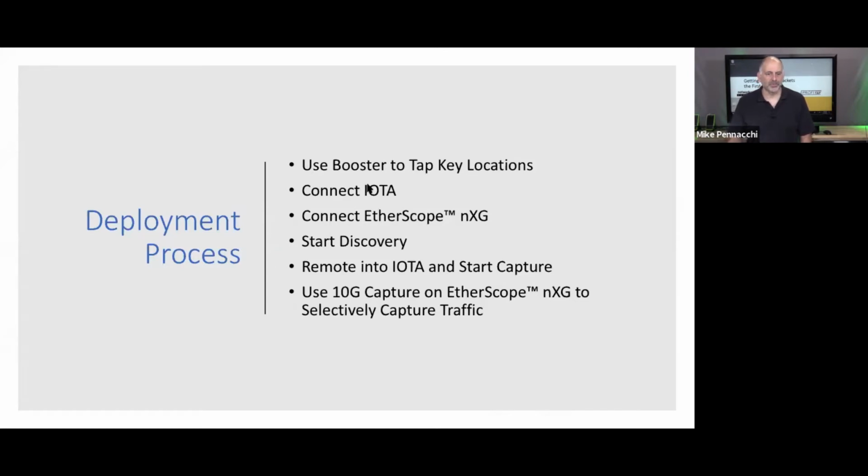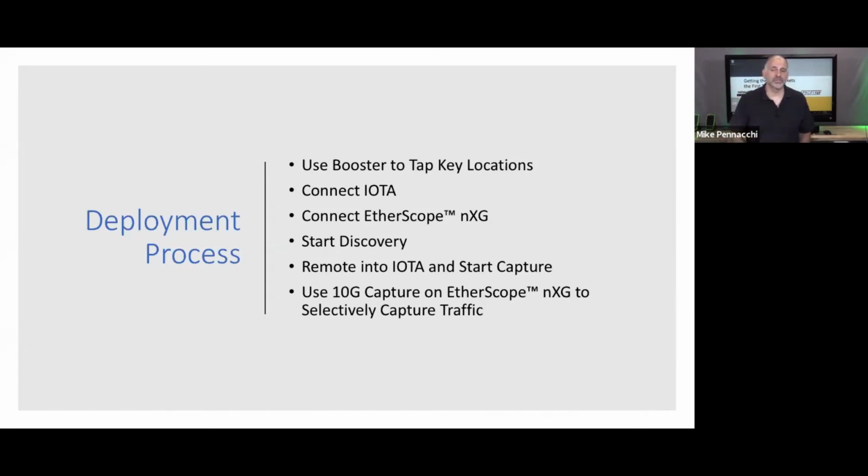All right, so the deployment process. How do we put this all together now? We use the booster to tap key locations. So what I've done is I've put the booster in. I've got a picture of it here in just a second. I've got that booster tapped in outside my firewall. I've got it tapped in inside my firewall. I've got it between some of the links that go out to various wireless access points. So I'm capturing in 4 different locations and aggregating all that traffic together.